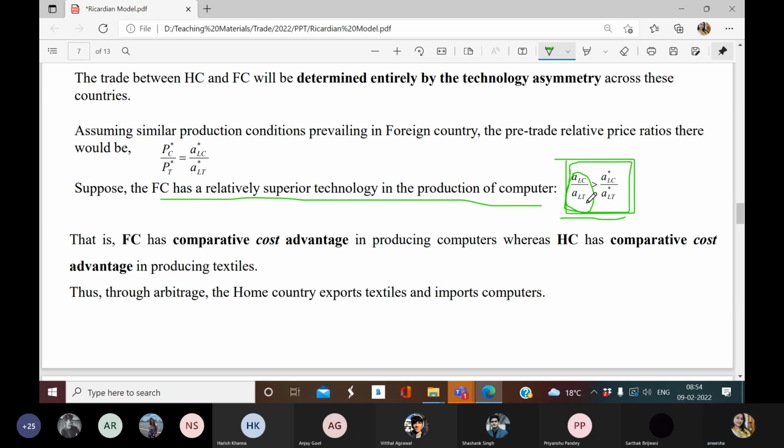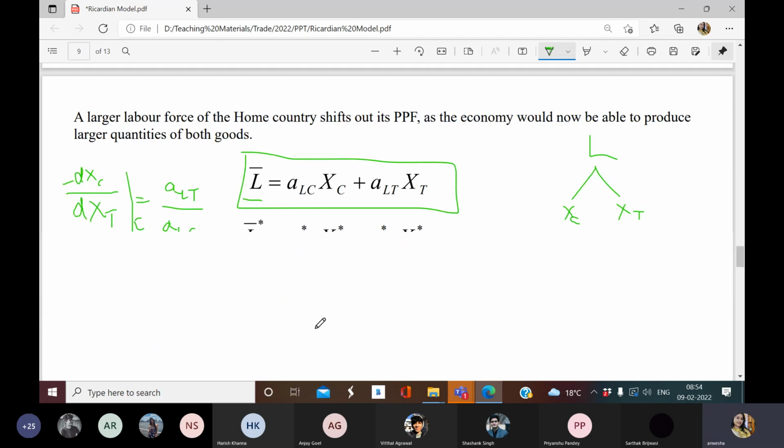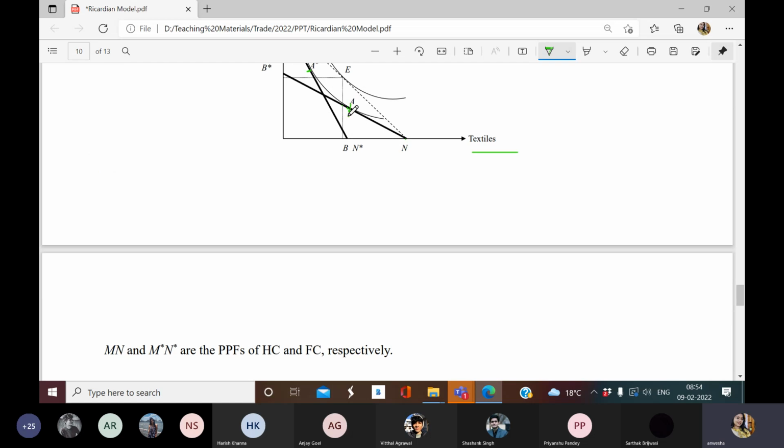But the home producers respond to the high price of textile in the foreign country. So home production of textile expands. Now when home production of textile expands, this expansion requires more labor. In the autarkic situation, the home country is on the PPF, so full employment is maintained in autarky. Therefore, when the home country is expanding textile production, it needs more labor that is coming from the computer sector. So the computer sector is releasing labor. In this way, in the home country, textile production increases and computer production falls.